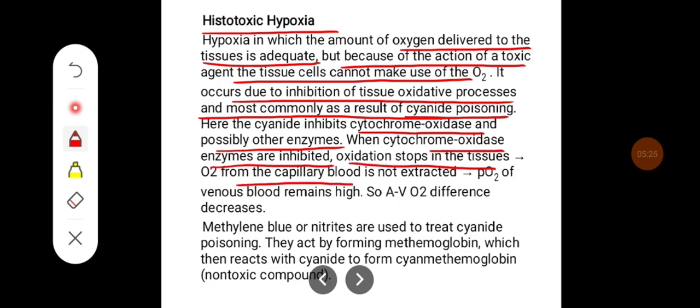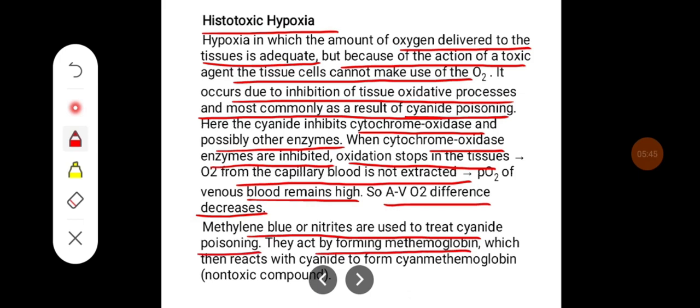When cytochrome oxidase enzymes are inhibited, oxidation stops in the tissues. Oxygen from the capillary blood is not extracted, so PO2 of venous blood remains high. So, the arteriovenous difference of oxygen decreases. Methylene blue or nitrates are used to treat cyanide poisoning. They act by forming methemoglobin, which then reacts with cyanide to form cyanmethemoglobin, which is a non-toxic compound.